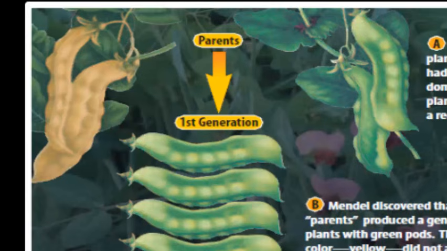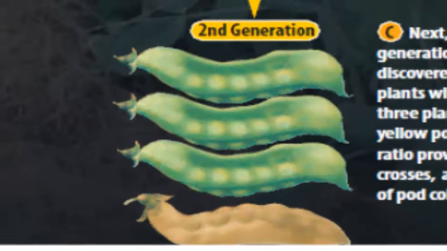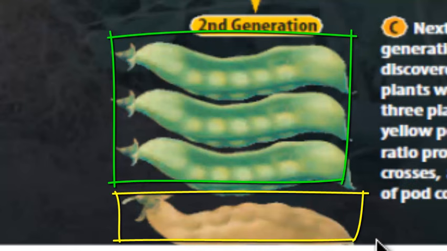So what he ended up doing was he took two of those pea pods in the first generation and then crossed them and fertilized them. And in the second generation, he noticed that out of every 4 offspring, he would get 3 green pea pods and then 1 yellow pea pod. So let's take a look at how this works.